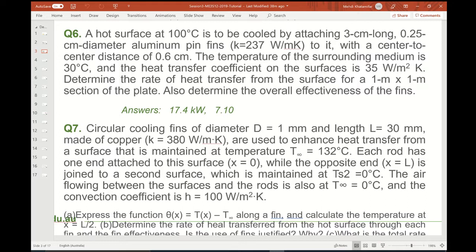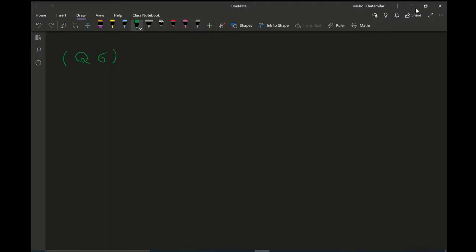The temperature of the surrounding medium is 30 degrees. So T infinity is 30 degrees and the heat transfer coefficient of the surface is 35. So h is 35 watt per meter square Kelvin, and it asks us to find the heat transfer rate for the surface of 1 meter by 1 meter and find the overall effectiveness of the fin. Okay, great. The first step is identifying the geometry and finding out what is happening.